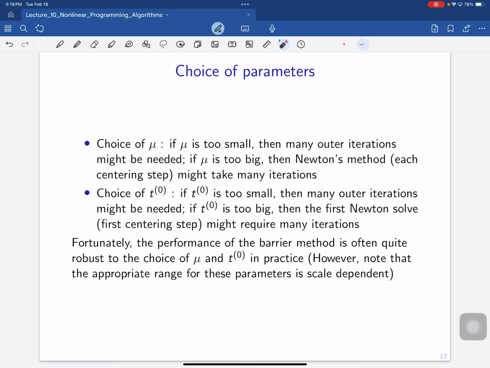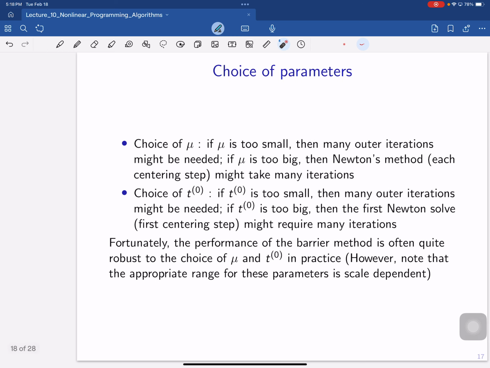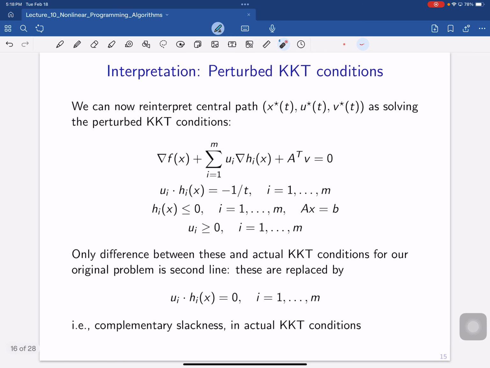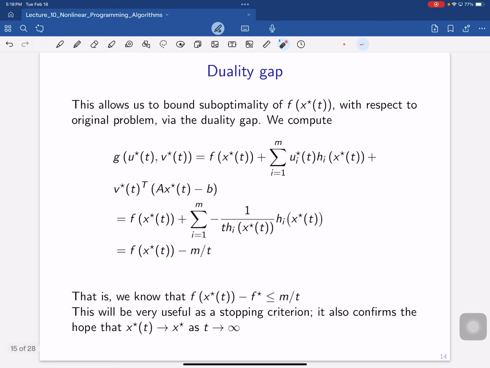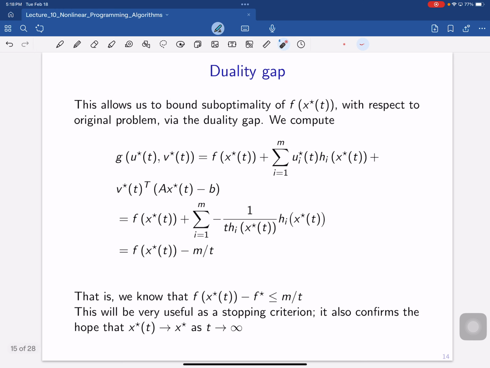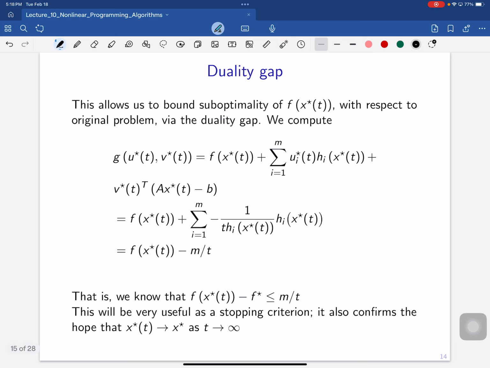Yes? On the two slides here, before that, there was f star and f of x star. What is the difference between those two identifiers? Yeah, sorry. So you mean this f star here? Yeah. So this f star denotes the optimal value of the original problem.